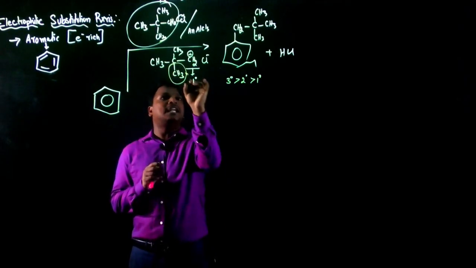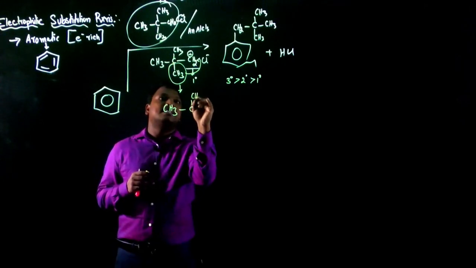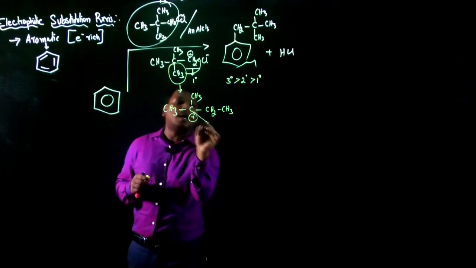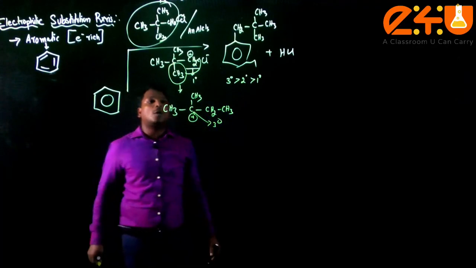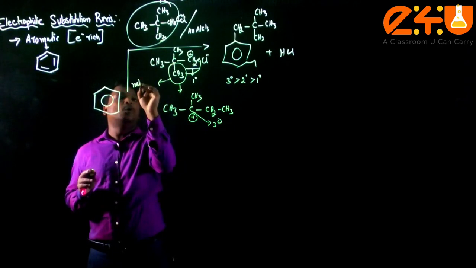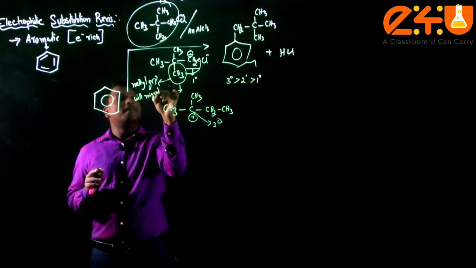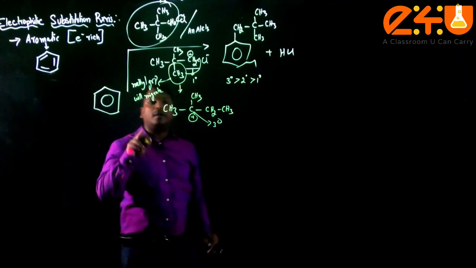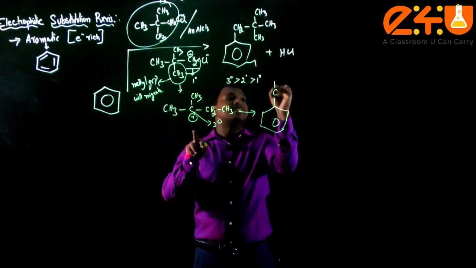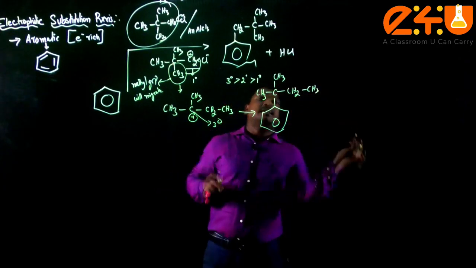Now if I migrate this methyl group here, I will be getting CH3, CH3, CH2, CH3. Now this is my tertiary carbocation, which is more stable compared to the primary carbocation. So automatically this methyl group will migrate there to form the tertiary carbocation. Now the tertiary carbocation formed will go and substitute. So you will be getting CH3, CH3, CH2, CH3.